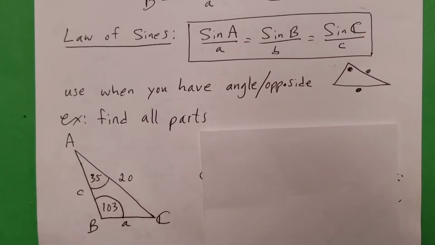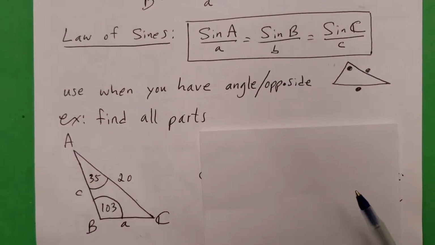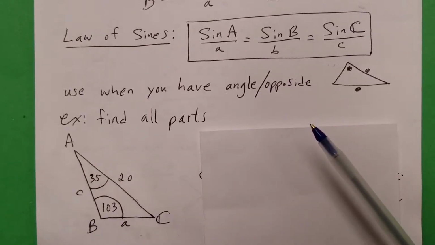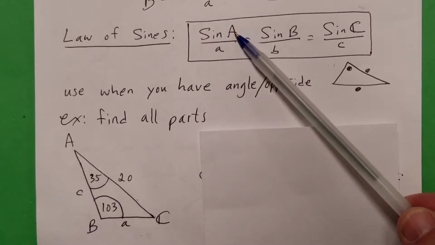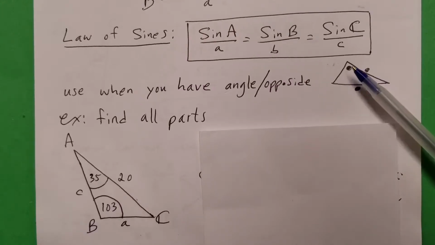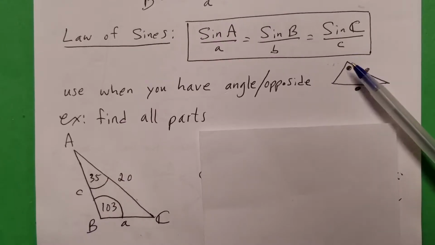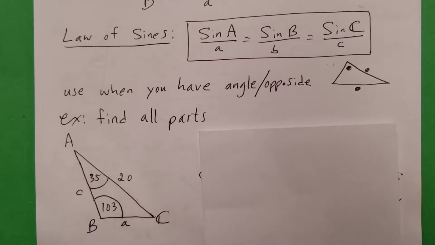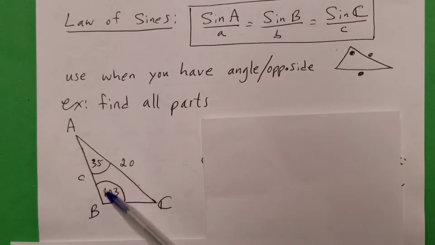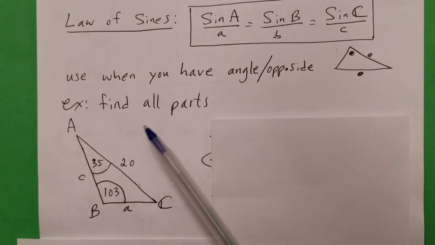The first thing you need to know is that we can only use this formula when you have a pair of angle and opposite side that goes with it. You've got to have a pair of angle and a side opposite it. For example, here's an angle, here's a side opposite it. You can have other information, but you need an angle and a side opposite. So let's look at our triangle. Do we have an angle and a side opposite it? Yes, we do. Here's the angle, here's the side opposite. So we can continue. It says find all parts.